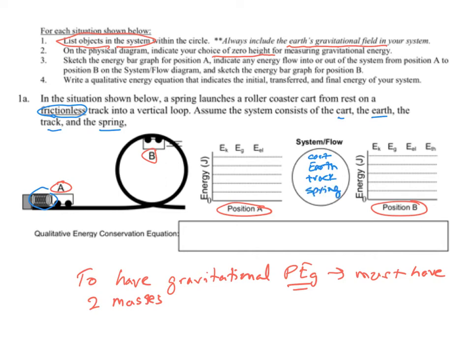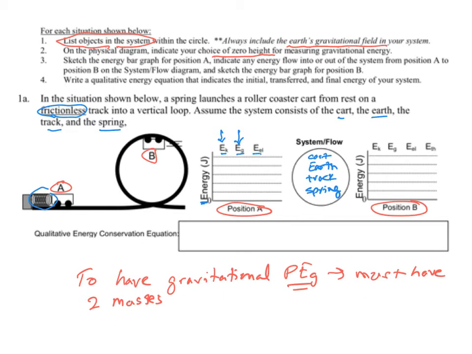So what kind of energy? Here's a bar chart with energy on the y-axis at position A, and notice how they use different symbols for energy. It's not KE, PEG, and PEE like in your textbook, but you get the sense this is kinetic, this is gravitational potential, this is elastic potential.